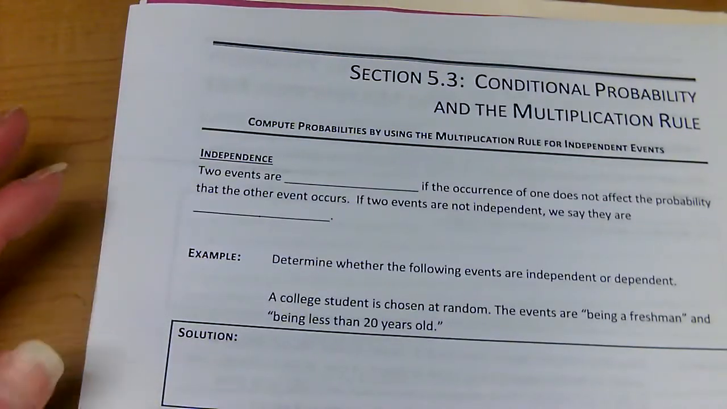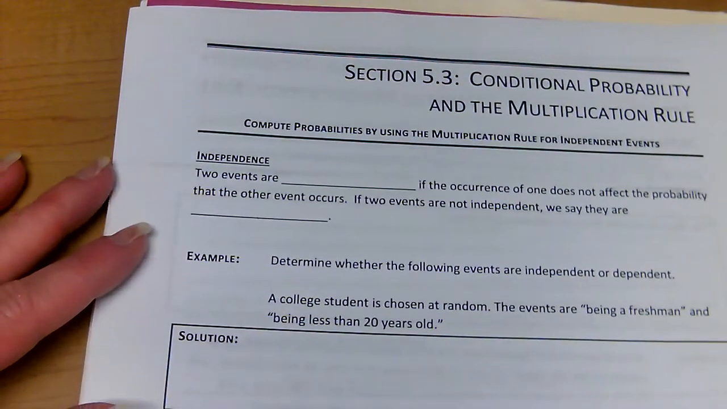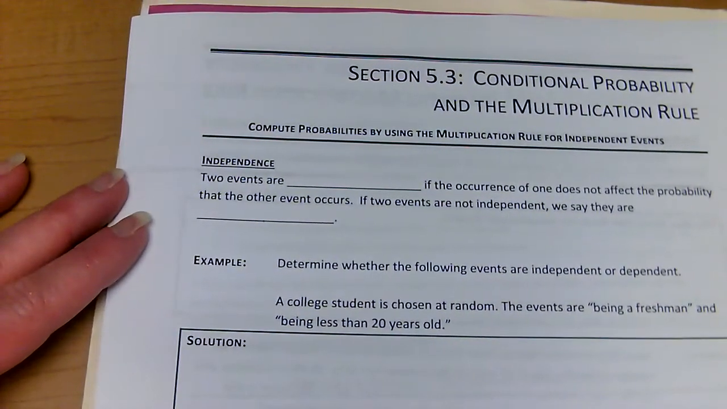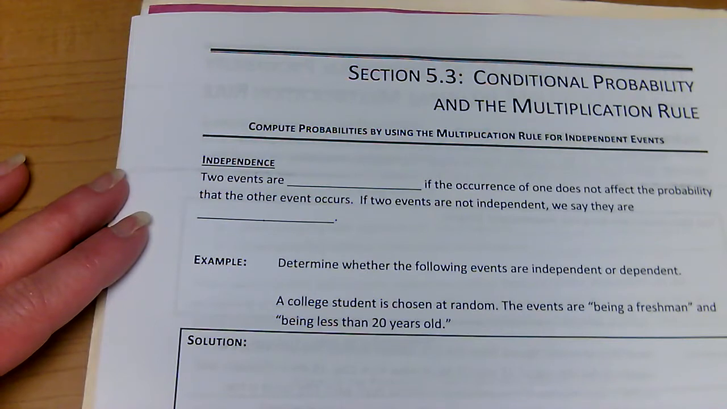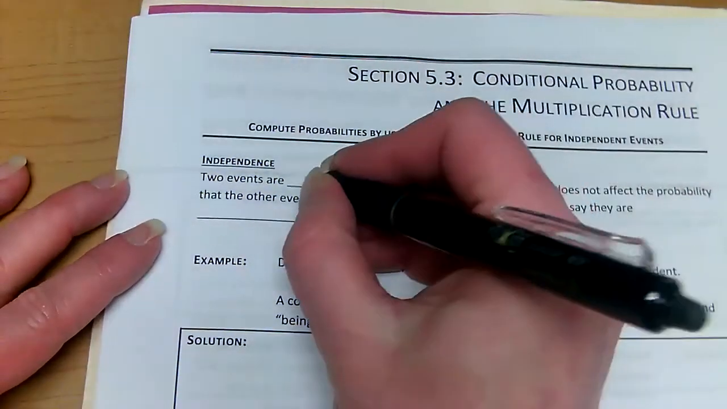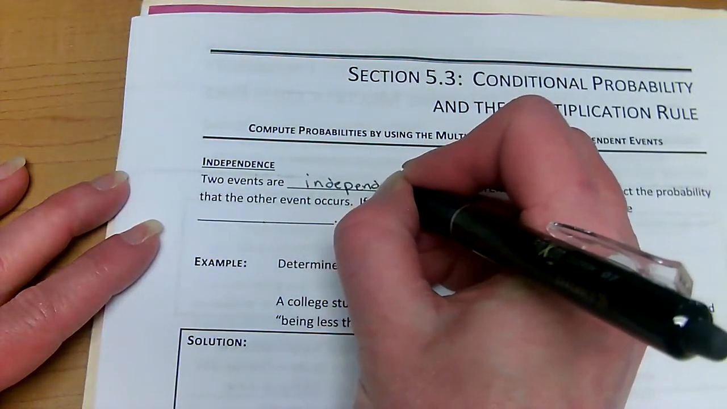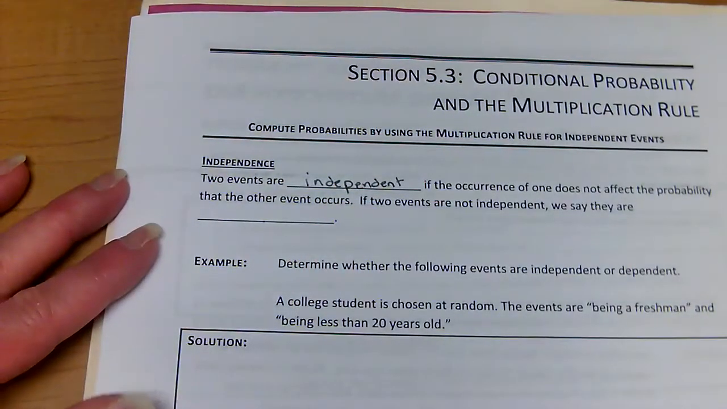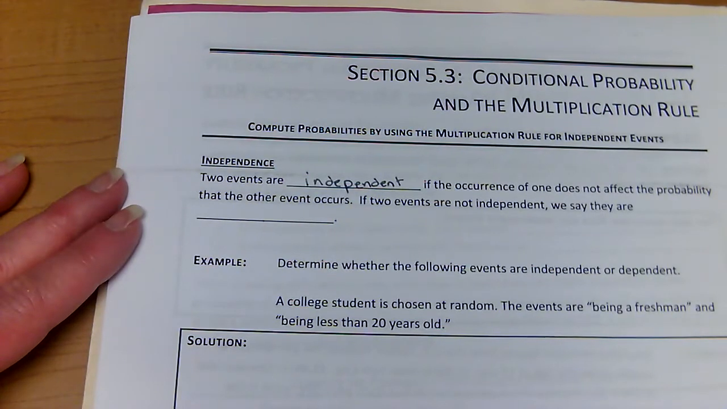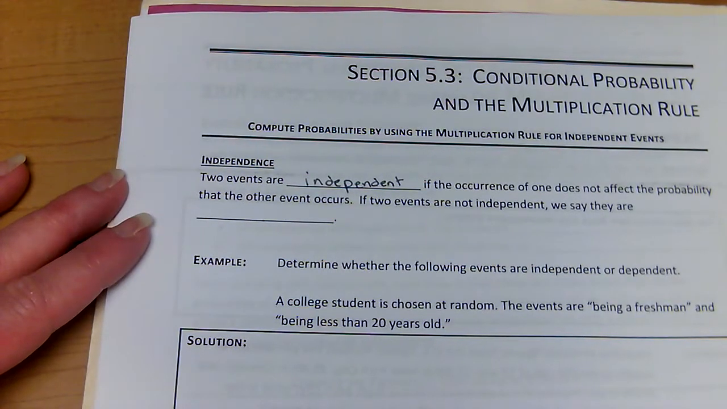Now, when we're talking about this conditional probability, we also need to think about an item called independence. Two events are independent if the occurrence of one does not affect the probability that the other event occurs.